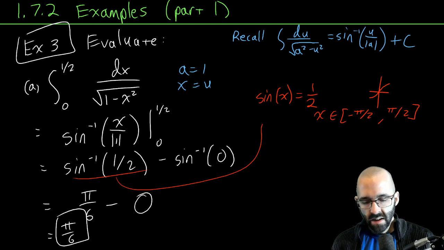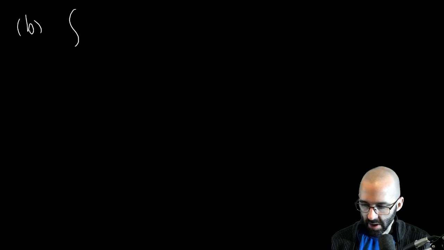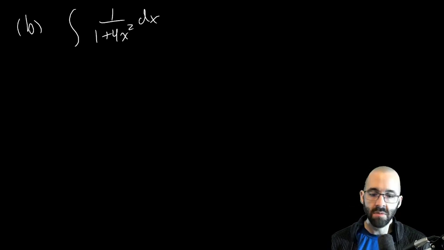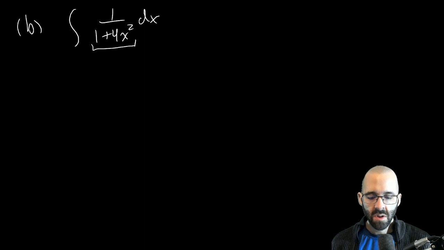Next problem. We'll do more trig review in this next problem too, or in the third problem. Part B says, what's the antiderivative of 1 over 1 plus 4x squared? Again, u substitution won't work here because if this is our u, there's no du anywhere. There's no x term on the top to substitute out.